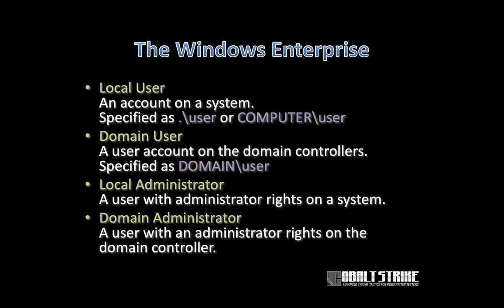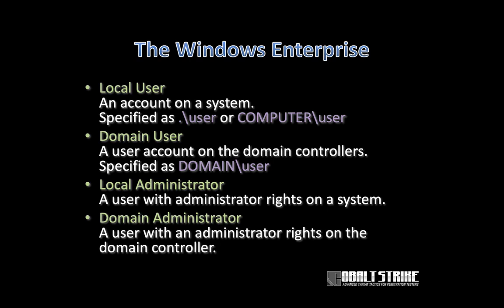Throughout this lecture, I will talk about a local user versus a domain user. A local user is a user who has an account on a specific endpoint or system. When you specify a local user in Cobalt Strike, you will either use a period as a placeholder for the local system or the computer name \user. A domain user is a user account on one of the domain controllers. This domain user can authenticate to resources within the domain. A domain user is specified as the domain name \user.